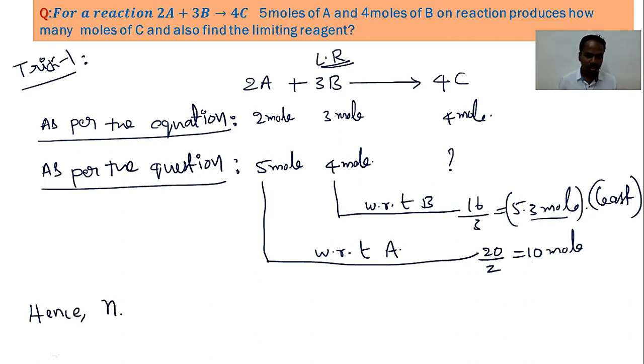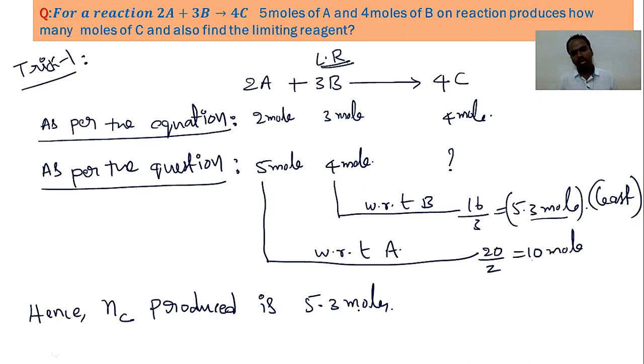Hence, the number of moles of C produced in this reaction is 5.3 moles. So this is the way to solve the question. Now, see trick one.